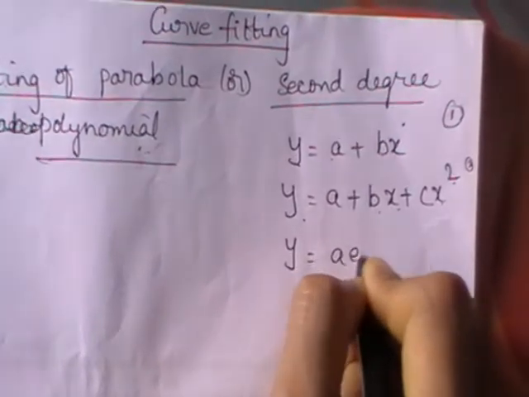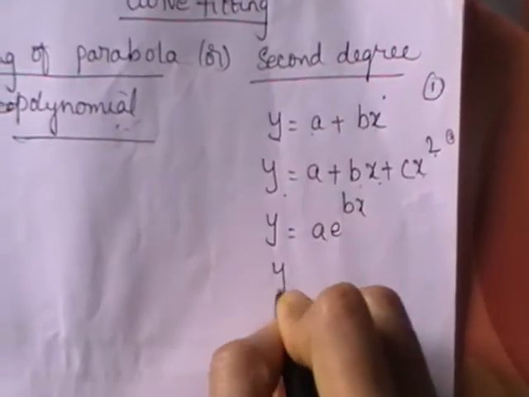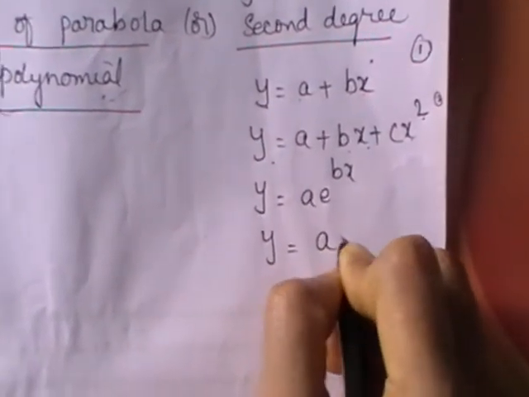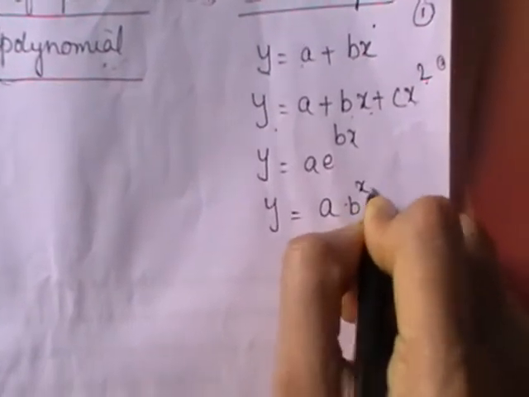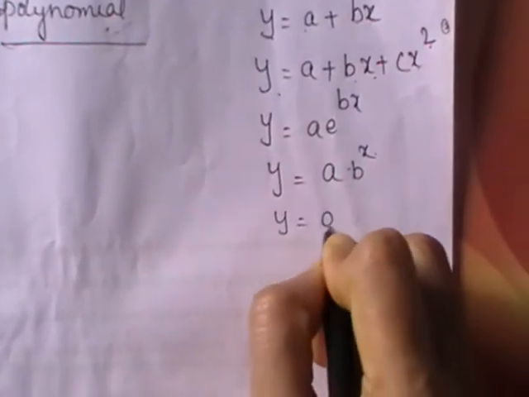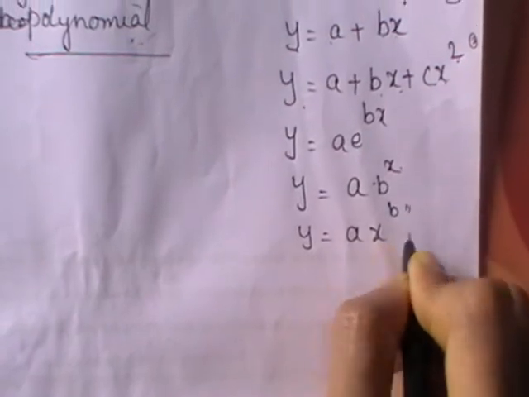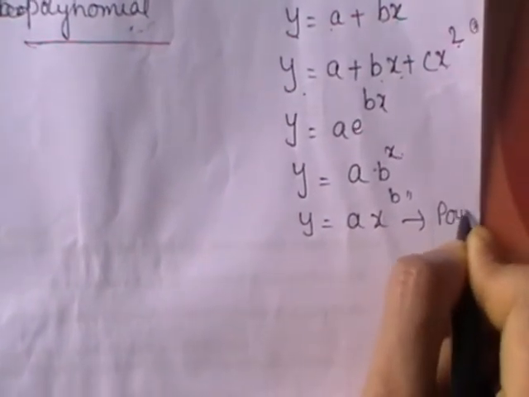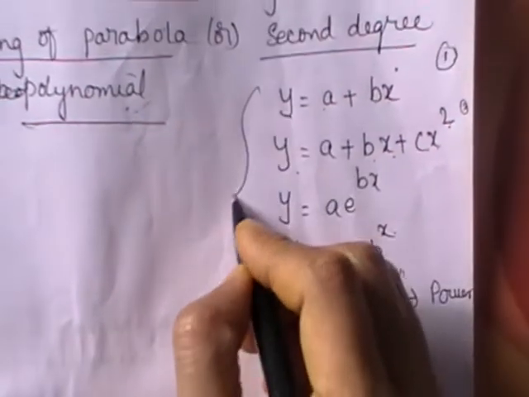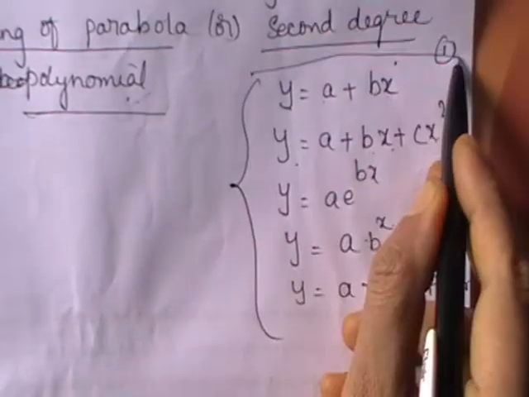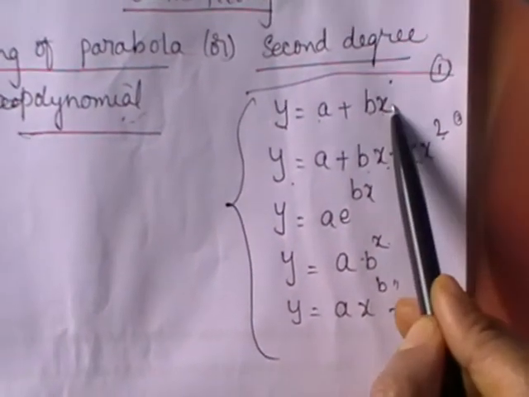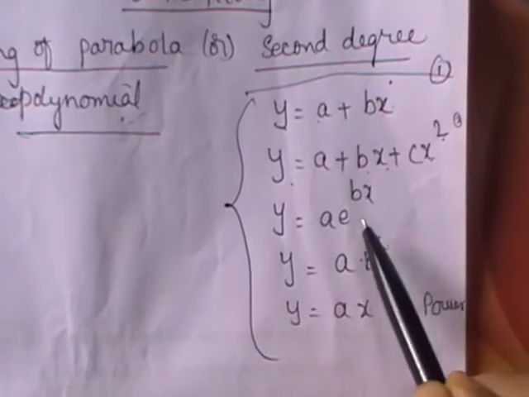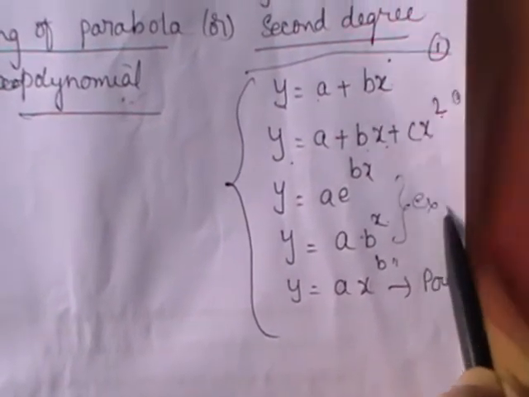Exponential curves are of this form: y is equal to a e power bx, and y is equal to a b power x, and y is equal to a x power b is the power curve. So all of you should learn these four forms and write them in your notebook three times each: straight line, parabola, and these two, exponential curves and power curves.